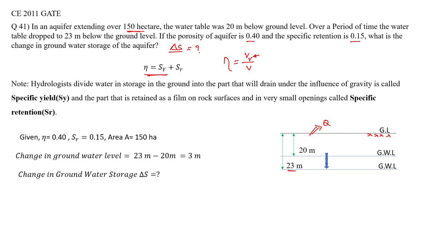But under this maximum storage, the aquifer can only release a certain amount of water, either by pumping or by gravity. Out of this total volume, only a certain volume will be released and the remaining volume will be retained in the aquifer. So I'll give one analogy here. Let's say you take a sponge. Now imagine this sponge as the aquifer.